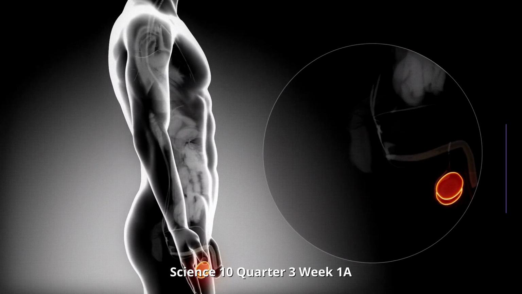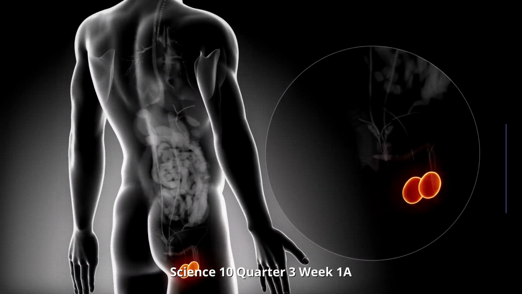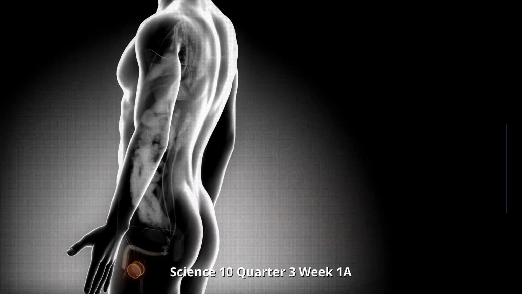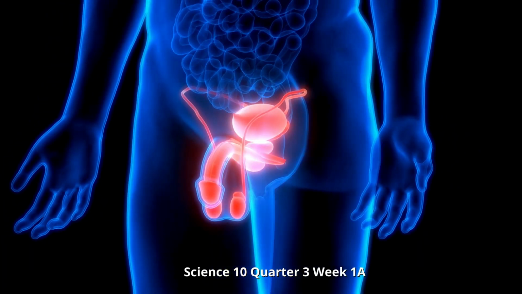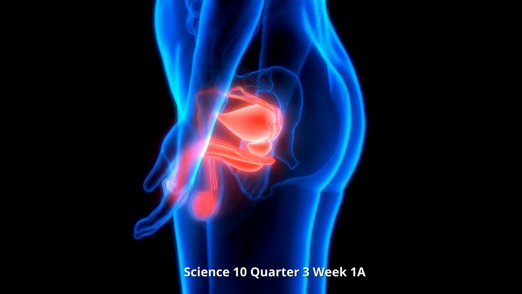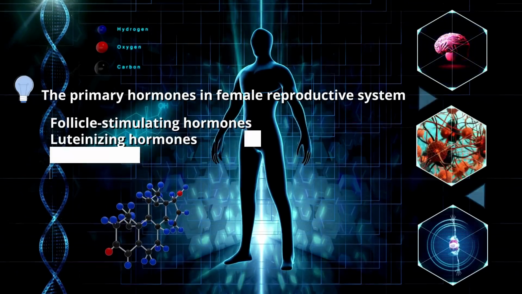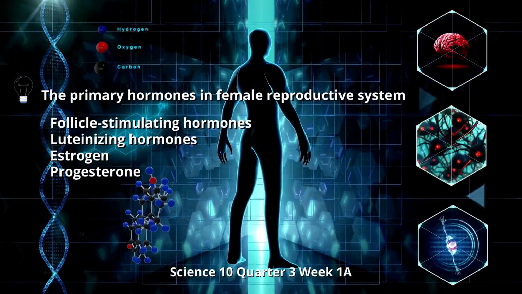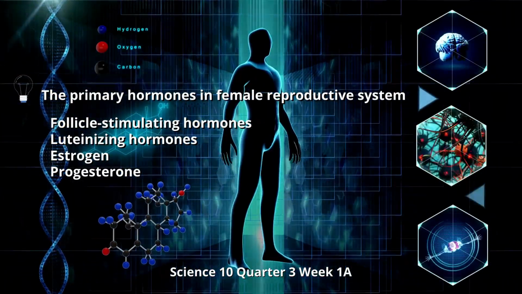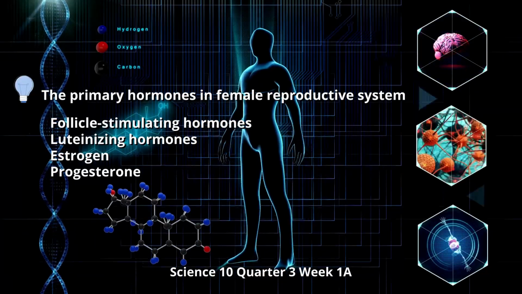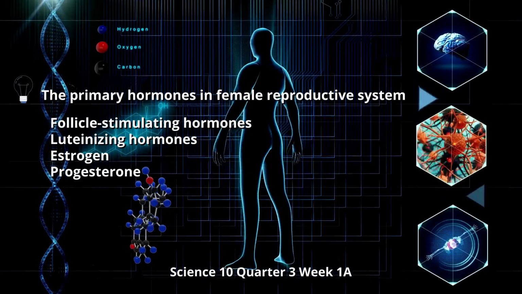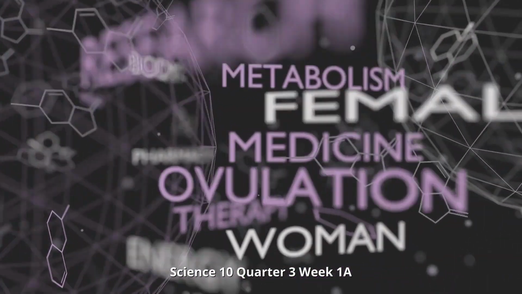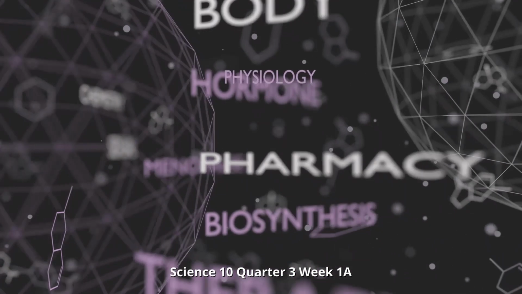The testes also produce inhibin B and anti-Mullerian hormone from Sertoli cells, and insulin-like factor 3 and estradiol from Leydig cells. In the female reproductive system, as with the male, the anterior pituitary hormones cause the release of hormones FSH and LH. In addition, estrogen and progesterone are released from the developing follicles.